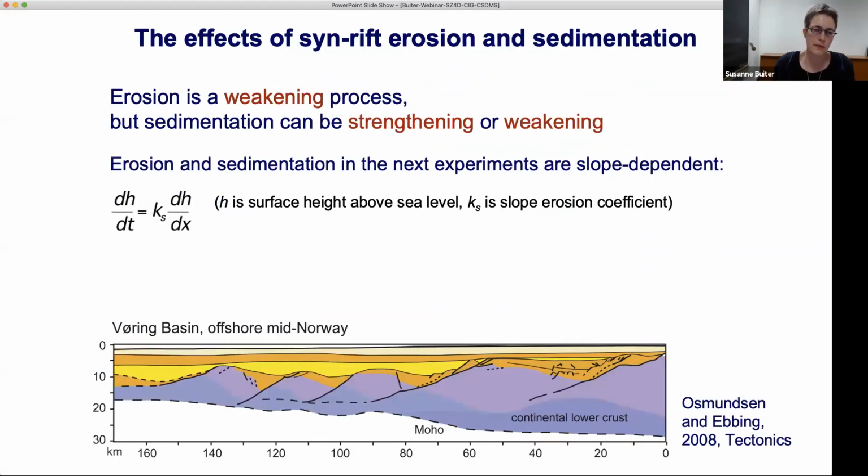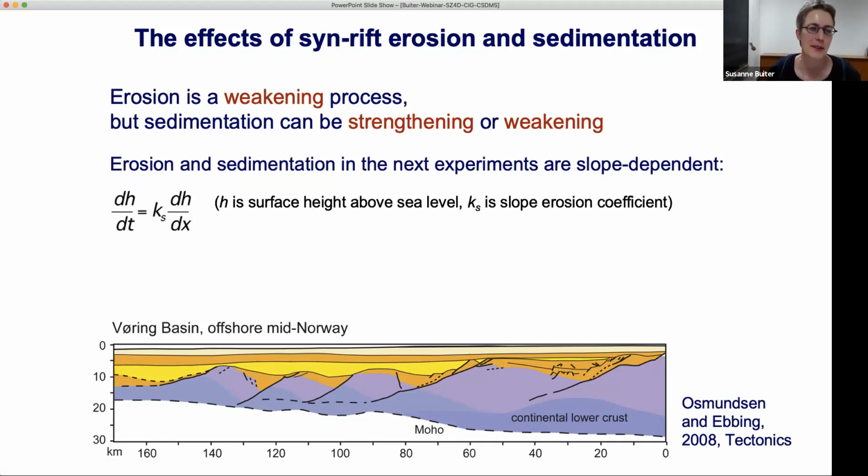So when during extension we have erosion and sedimentation, we have these different processes. From the brittle perspective, erosion is weakening, sedimentation is strengthening. But from the viscous perspective, sedimentation is weakening. So we have these, in a way, opposing effects of sedimentation. And we do not know in advance which of these is going to be the important one, which of course is why it's so useful for us to do numerical models.